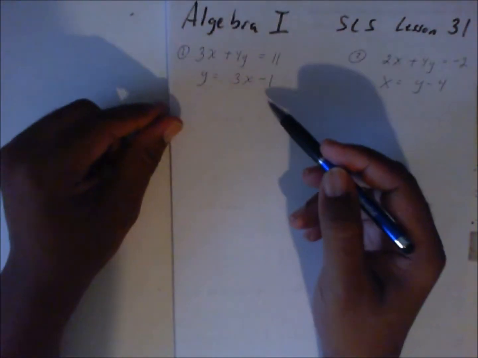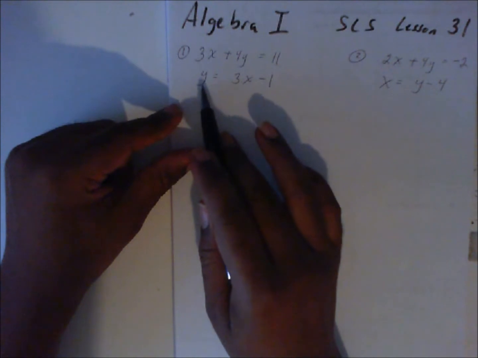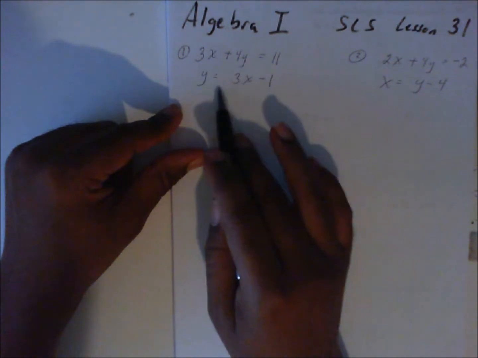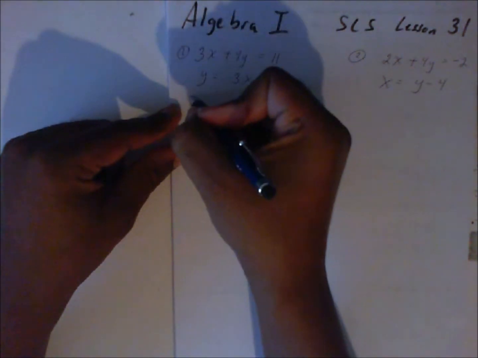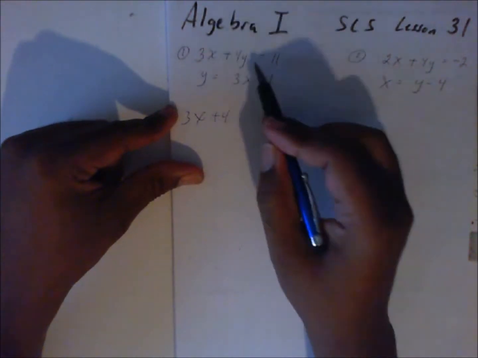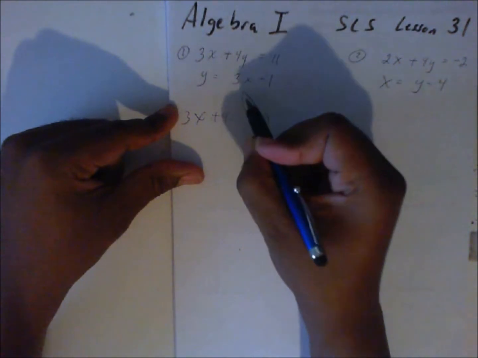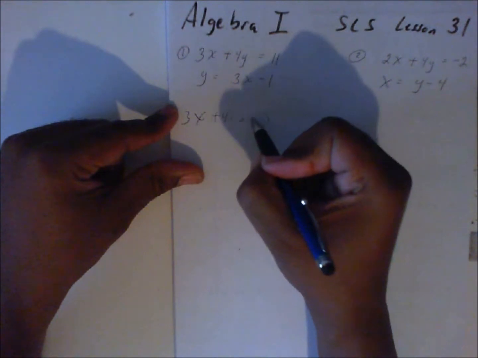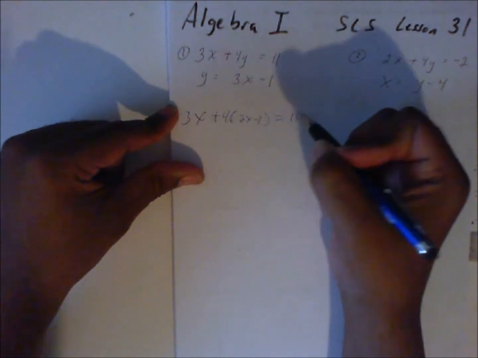We're going to solve this system by substitution. We need an isolated variable, and we do, which is y equals. And so we're going to replace this y here. So this becomes 3x plus 4, and instead of the y, we're going to write parentheses 3x minus 1, and set that equal to 11.